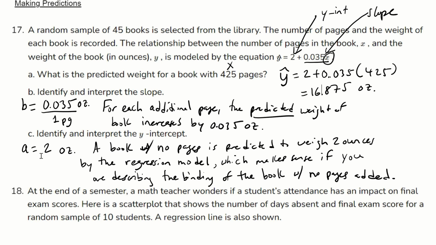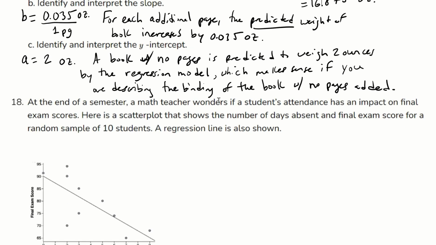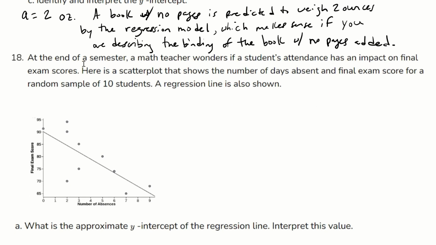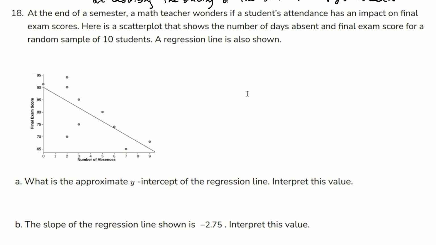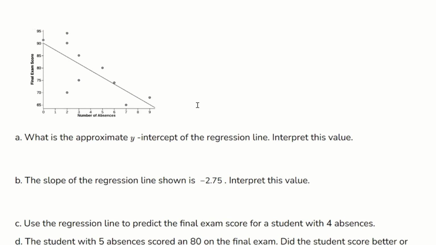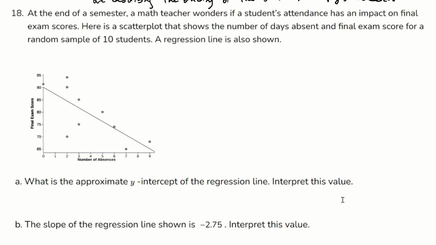Okay, so number 18. At the end of the semester, a math teacher wonders if a student's attendance has an impact on the final exam scores. Here's a scatter plot that shows the number of days absent and the final exam score for a random sample of 10 students. We've seen data like this before. What is the approximate y-intercept of the regression line, and interpret this value?